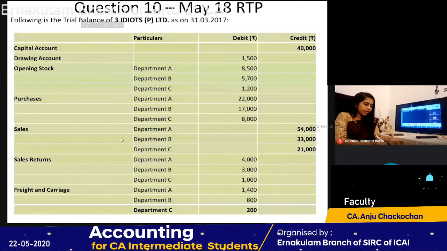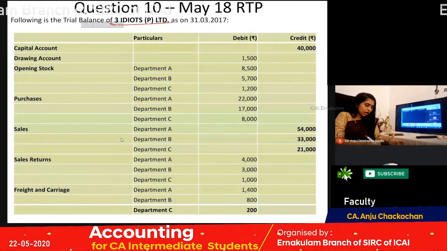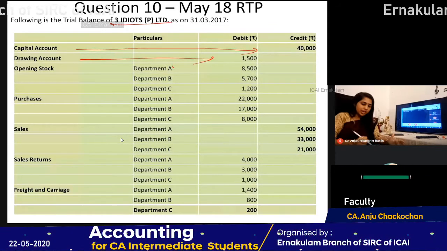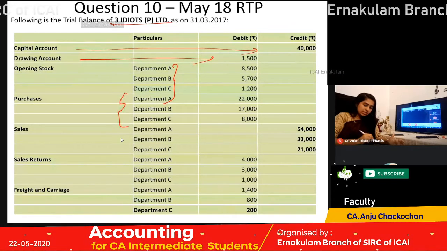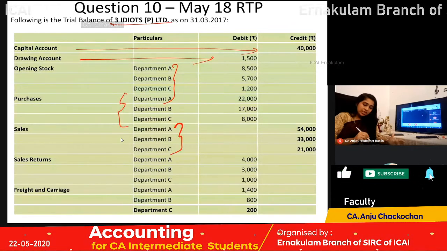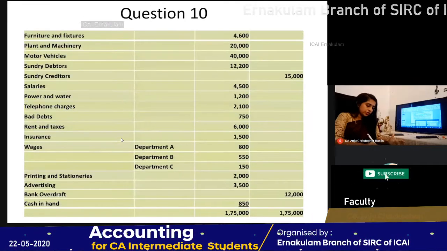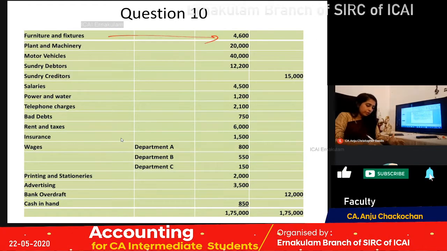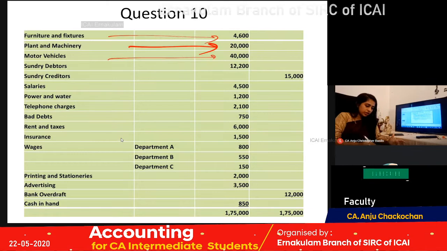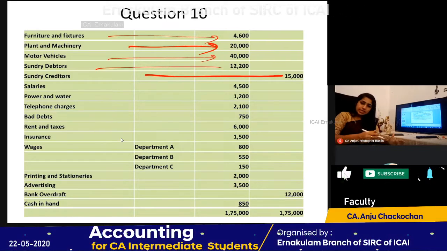Of Three Idiots Private Limited, we have the trial balance in the picture. We have the capital account, we have drawings, and opening stock is given for all the three departments, A, B, and C. Purchases are given for all the three departments. Sales are given for all the three departments. Sales returns are given. Freight and carriage is given. And then we have fixtures, on a totality basis. We have fixtures, plant and machinery, motor vehicles, debtors, creditors, all such items, I mean the assets and liabilities part.